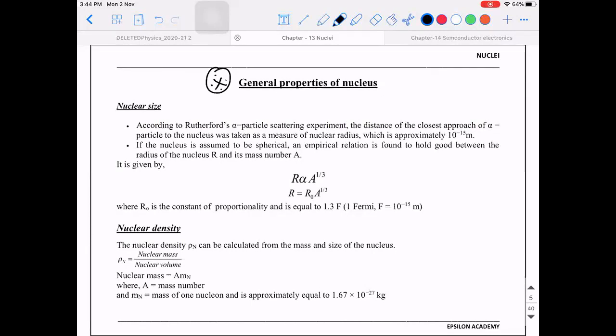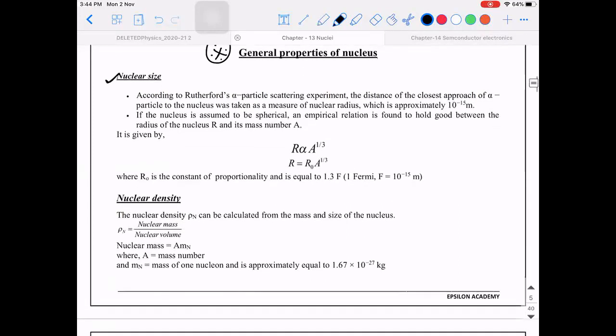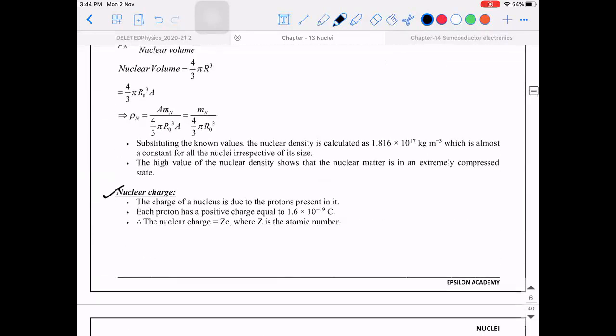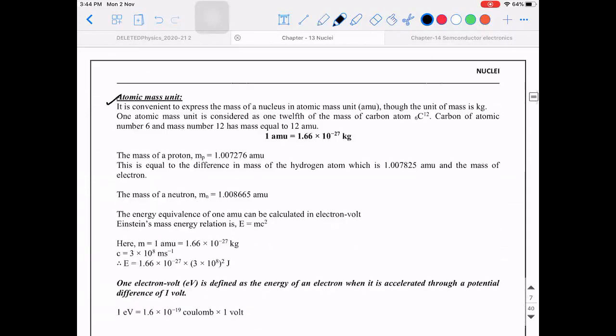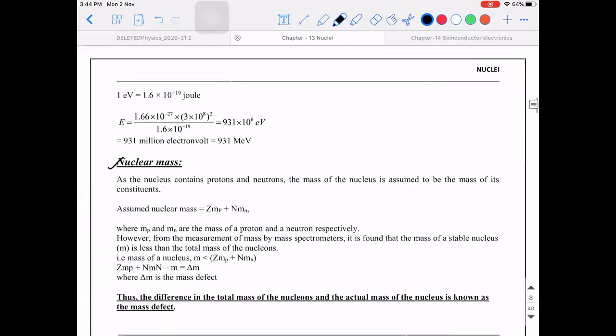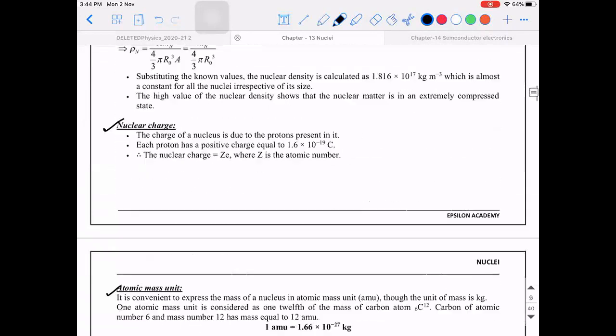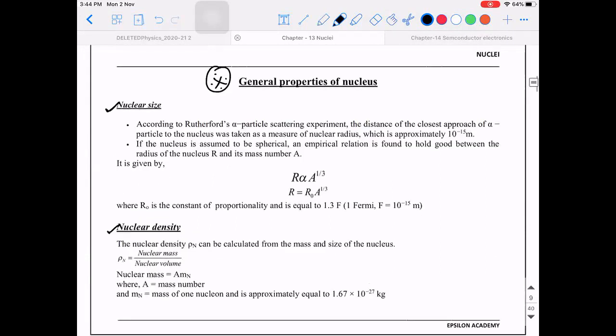So what are the general properties of the nucleus? What are the basic terminologies associated with the nucleus? There are six general properties, of which the first that we are going to look into is nuclear size. Then we will discuss nuclear density. Then comes nuclear charge. Then atomic mass unit. Then nuclear mass. And lastly binding energy and binding energy per nucleon. Okay, so concentrate.